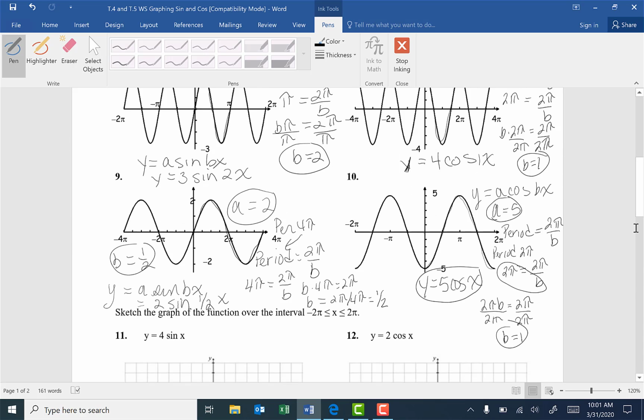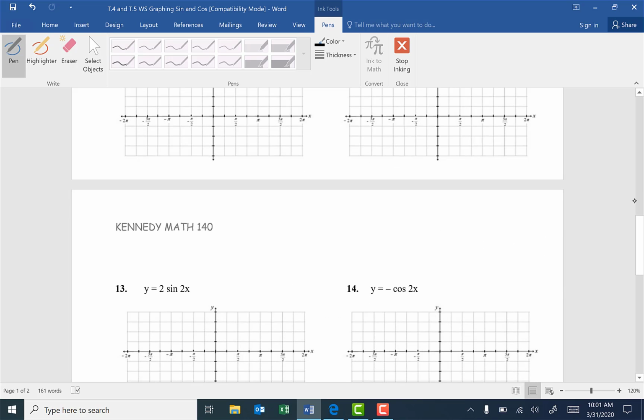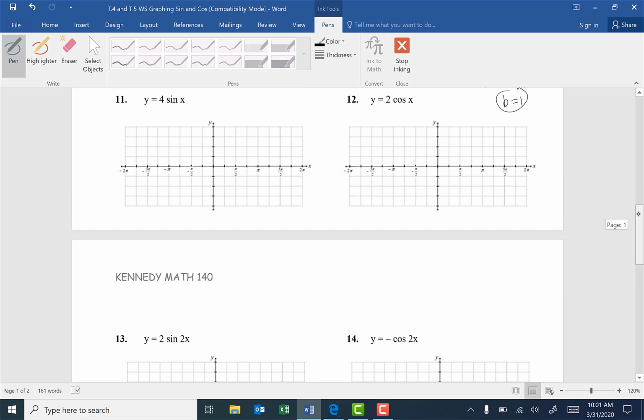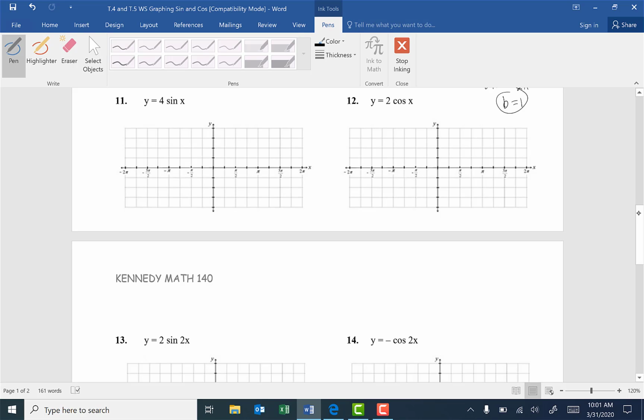Okay, let's move on here and do number 11. Number 11 says graph the following. Sketch the graph of the function over the interval -2 pi less than or equal to x, less than or equal to 2 pi. We have y equals 4 sine of x. So label your a and b first. We know that a is equal to 4 because a is in front of sine. And then b is equal to whatever's in front of the x, which is a 1. So b equals 1.